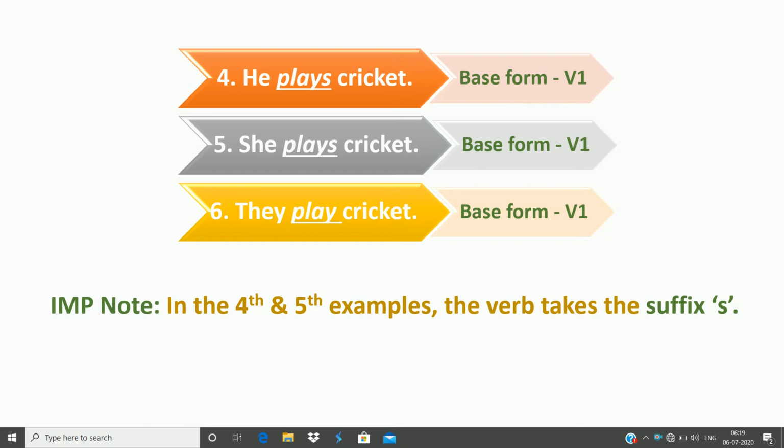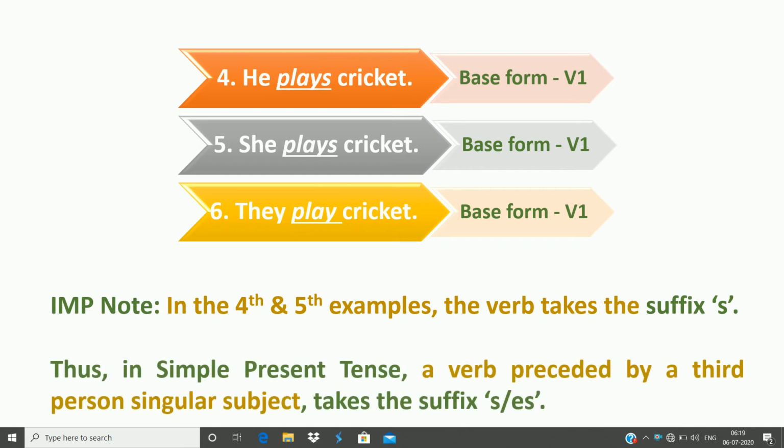In the first two examples, that is example number 4 and 5, you will notice that the verb play has taken the suffix s. Thus, in simple present tense, a verb preceded by a third person singular subject takes the suffix s or es. The last example, that is the sixth one, they, it is third person but it is not singular, so the verb does not take s or es.